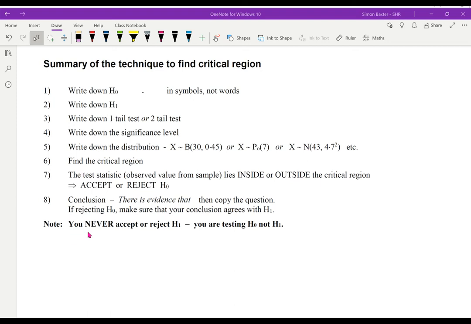And please, you never, never, never accept or reject H1. You're not testing it. You are testing H0. You are writing down a hypothesis, H0. You are assuming that that is true, and you are either deciding that that is true or that it is not. You are testing H0. You are not testing H1. You cannot accept or reject H1.